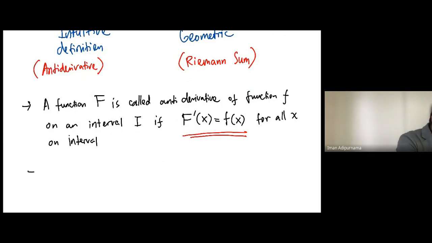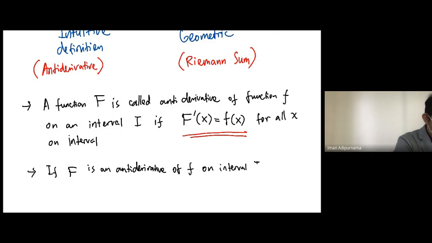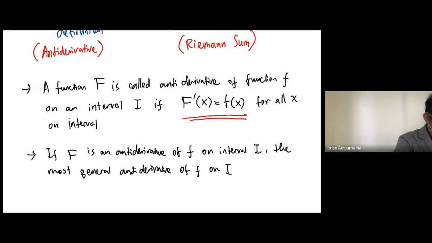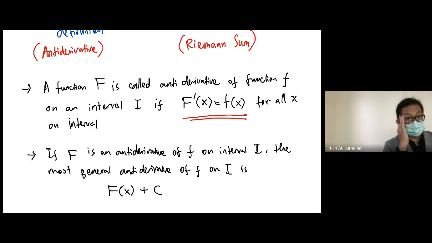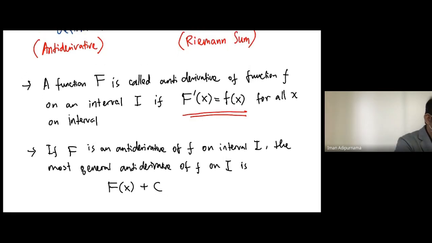And also as a consequence, if the big F is an antiderivative of f on interval I, the most general antiderivative of f on I is F of x plus c, where c is an arbitrary constant.